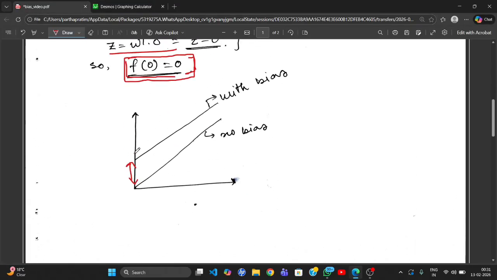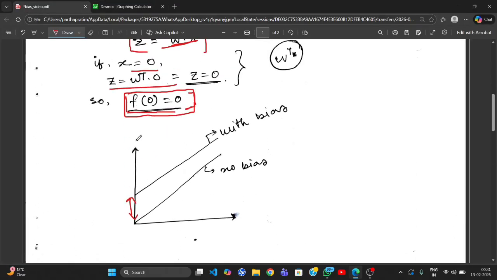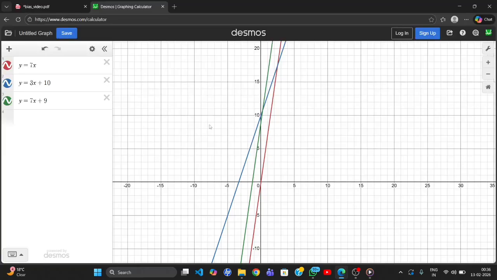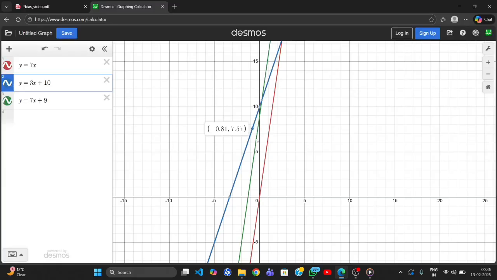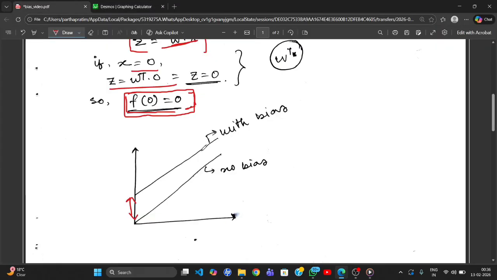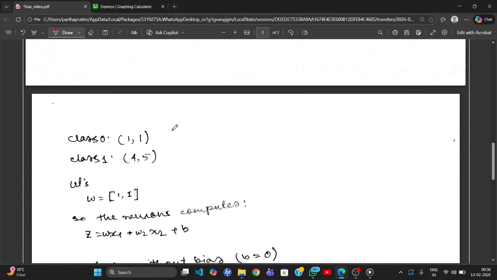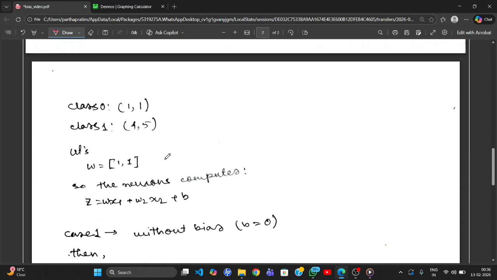So you can understand it without bias. Without bias, what will be happening? What is bias doing here? Bias is responsible for the shift happening in the decision boundary here. I'll show you with an example.